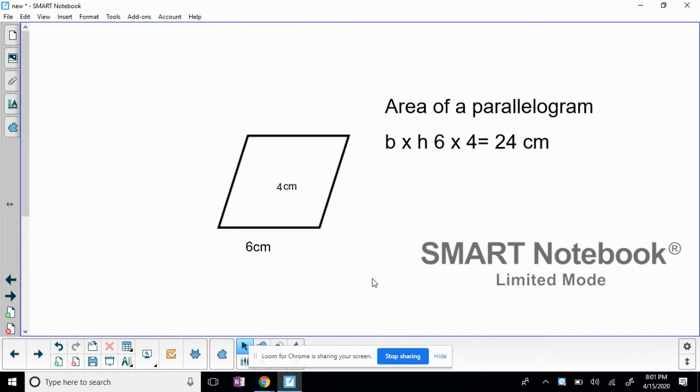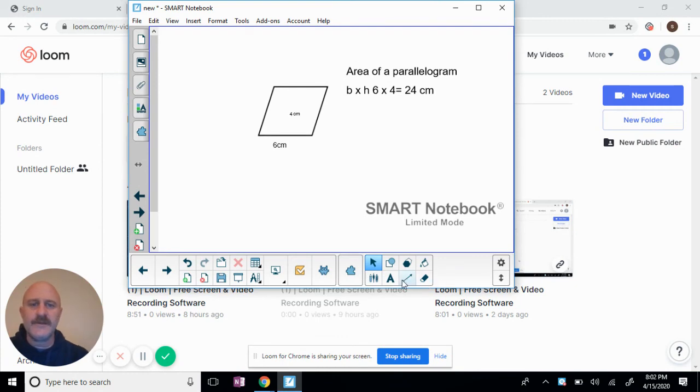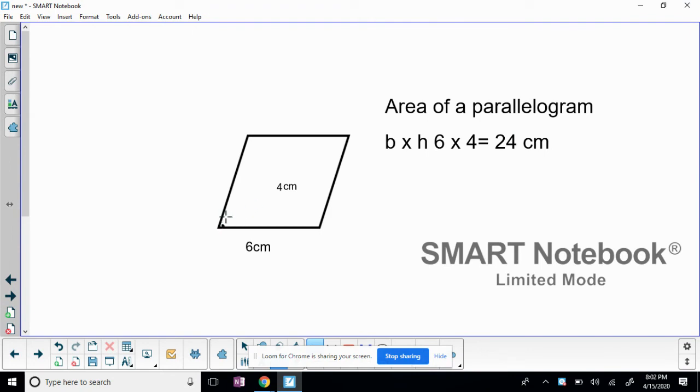So here's a parallelogram, and we're going to do a lesson on parallelograms later on. But if you think of a parallelogram, it's back to the old formula, base times height. The area of this parallelogram is 6 times 4, 24 centimeters. But if you were to think of it as why we divide by 2 with triangles, let me see if I can show you here. All right. So I'm going to use a line.